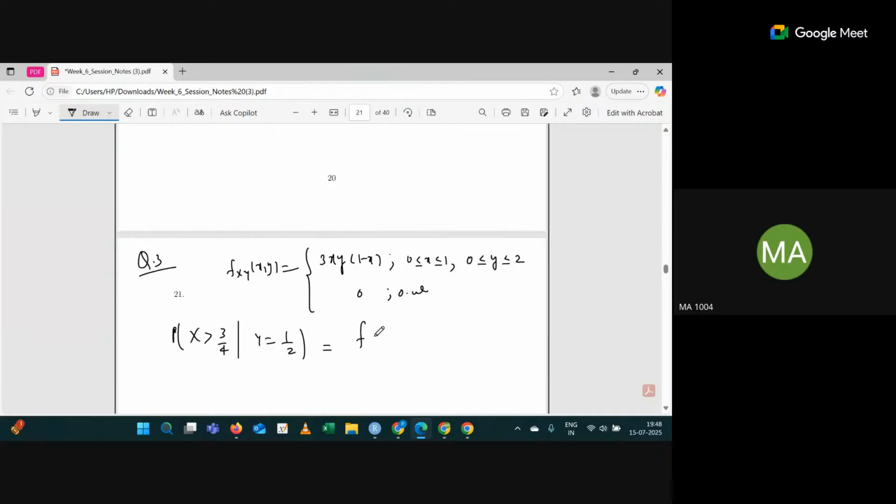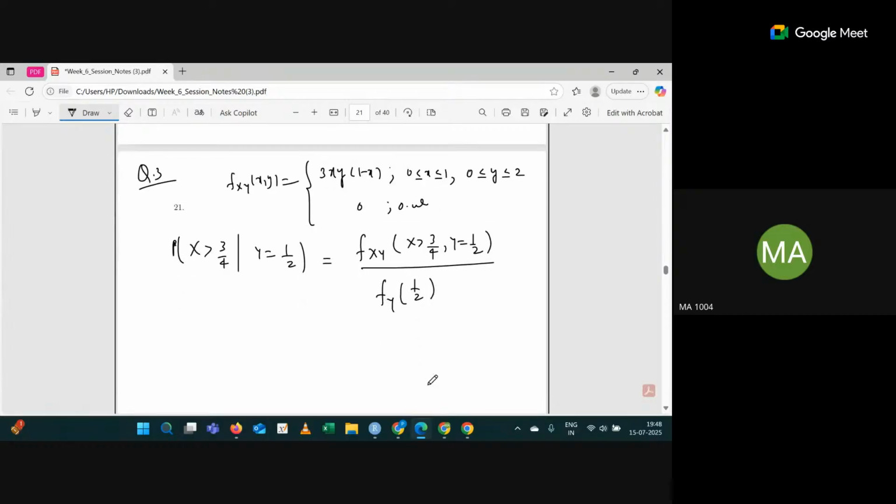So what are the things we are interested in? First of all, this will be the joint density in the numerator, where x is greater than 3 by 4 and y is half, and the denominator part will be f_Y of half. Yes or no? So first we need f_Y of half. First we will calculate f_Y(y), and at the end we will substitute the value of y. So we have to calculate this marginal density of y. Then I will integrate this joint density with respect to x.